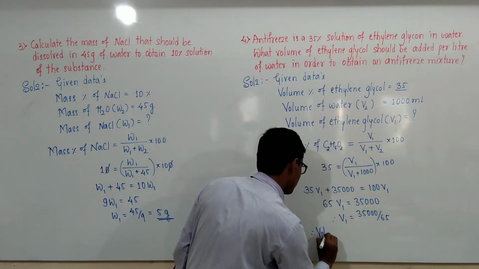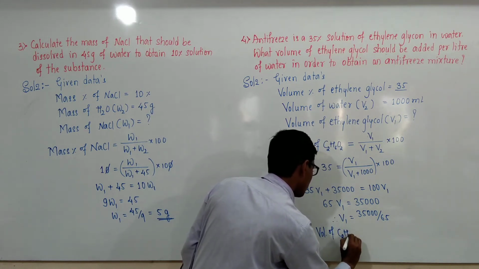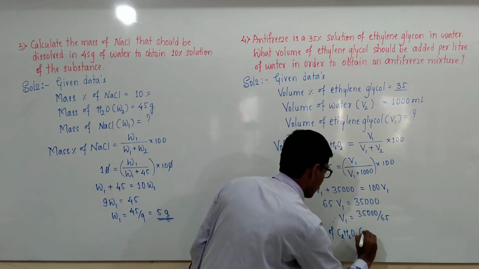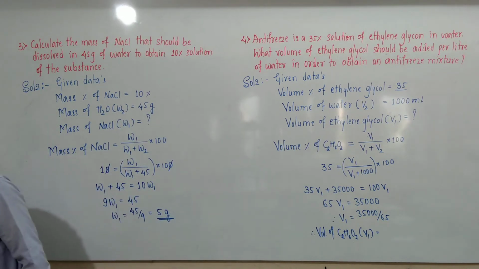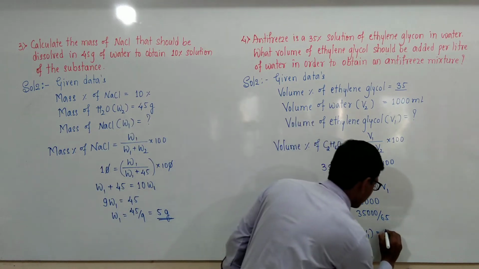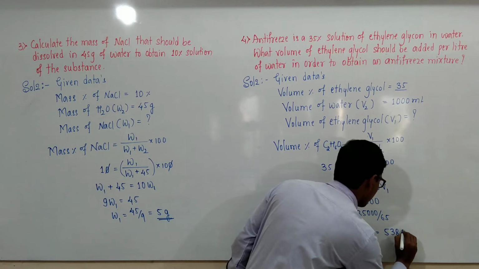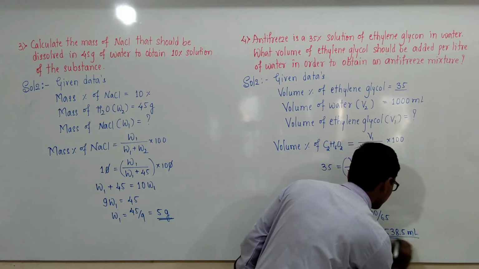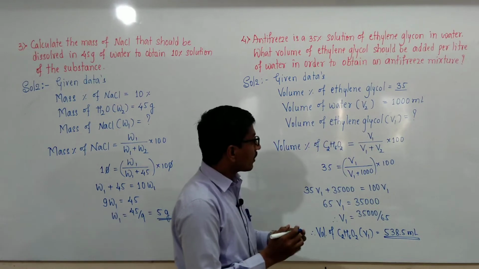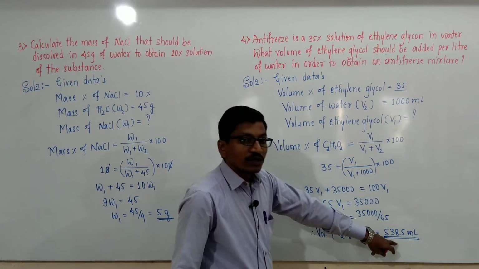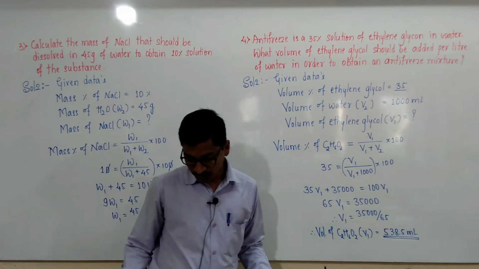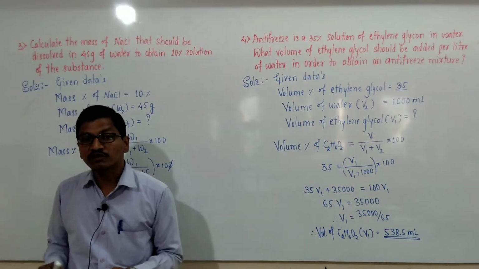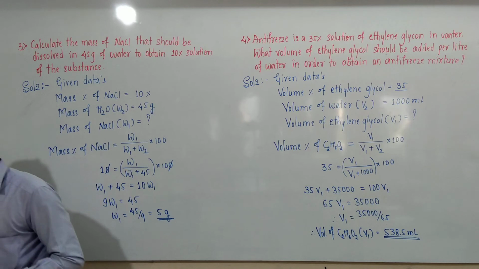Therefore, the volume of ethylene glycol V1 is around 538.5 ml. This much, 538.5 ml of ethylene glycol, is mixed with 1000 ml of water. When this much ethylene glycol is added, a 35% antifreeze mixture is obtained.